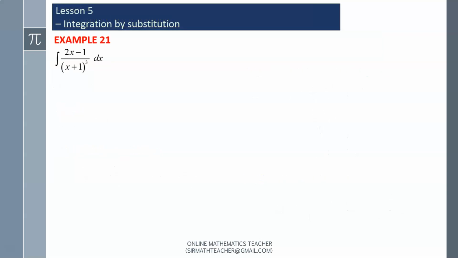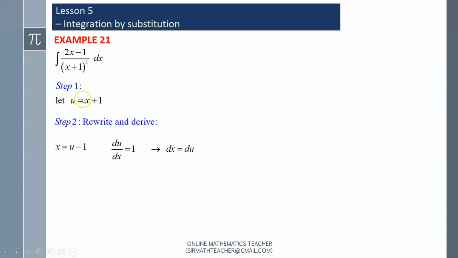Next one. You haven't got the derivative present. So if you let u equal x plus 1, the derivative is going to be 1, which is not going to help us with that 2x take 1 in the numerator. So rewrite. Make x the subject, which is u take 1. Step 2, part 2, is to then find the derivative. du/dx of this x is 1, hence dx equals du on 1, which is just plain old du.